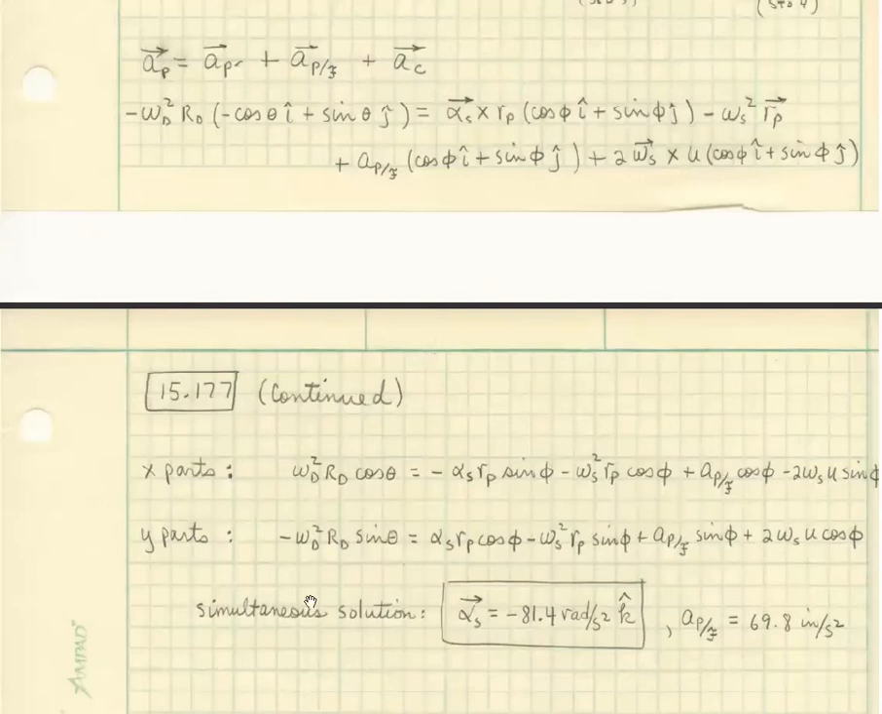You do a simultaneous solution on this because you've got two unknowns, alpha sub S and A sub P slash F, and you'll get alpha sub S as minus 81.4 radians per second squared k, which tells you that's a clockwise acceleration, and the magnitude of A sub P slash F is 69.8 inches per second squared. I say the magnitude, the value of it is this, and since it's a plus sign, that indicates that the A sub P slash frame acceleration is actually away from the origin.